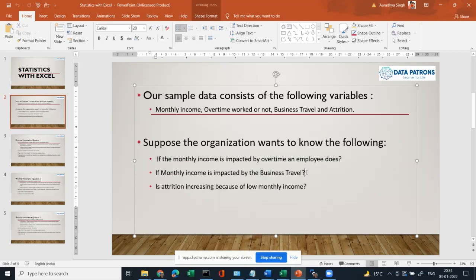What we are going to do today is look at the same data set where we have four variables: monthly income, overtime worked or not, business travel, this at three levels, and attrition. Looking at the same data set with these four variables, we're going to answer the third question, which is: is attrition increasing because of low monthly income?